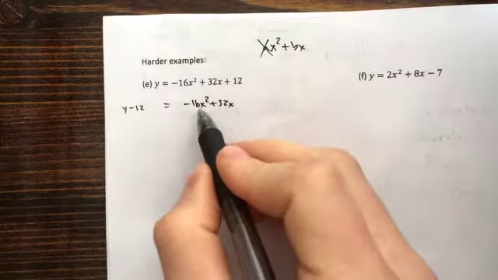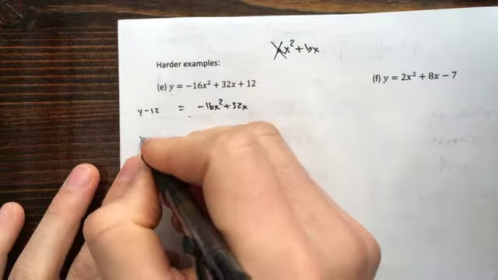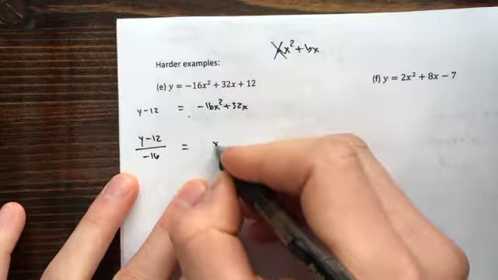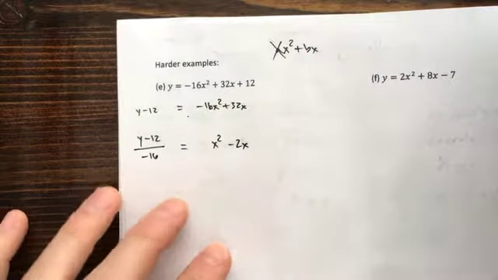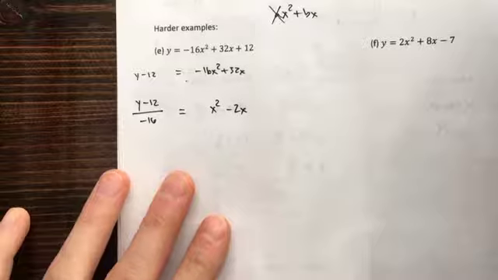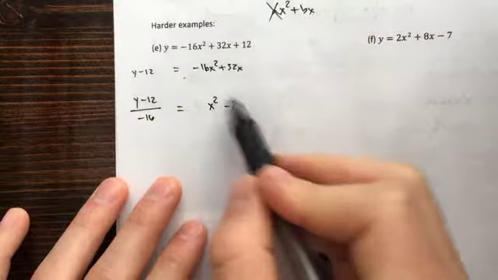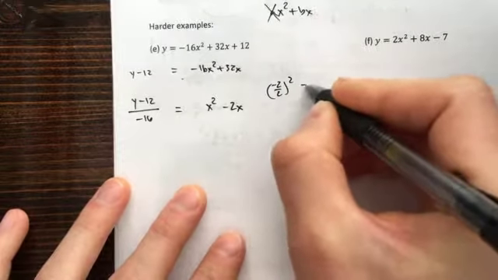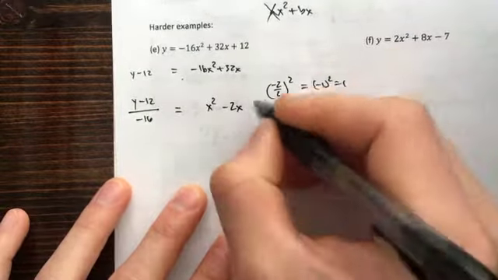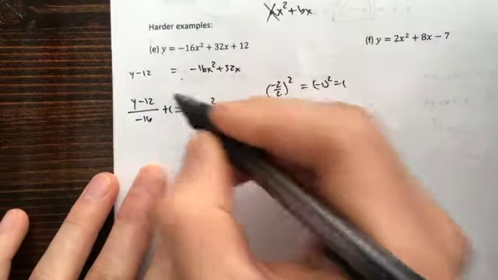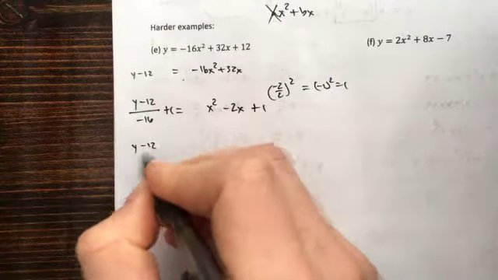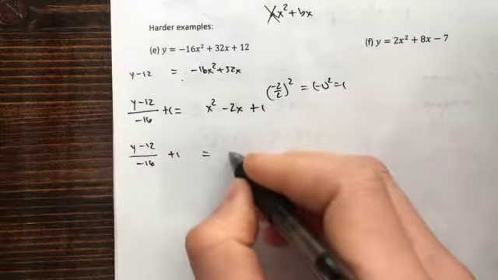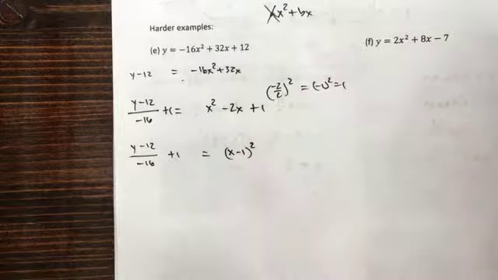So we'll divide everything by negative 16, and that gives me y minus 12 over negative 16 is equal to x squared minus 2x, because 32 divided by negative 16 is negative 2. Now I'm going to complete the square normally. So I do negative 2 divided by 2 and square it. That's negative 1 all squared, which is 1. So add 1 here, add 1 here. I've got y minus 12 over negative 16 plus 1 is equal to, now I can factor this to x minus 1 squared, right?